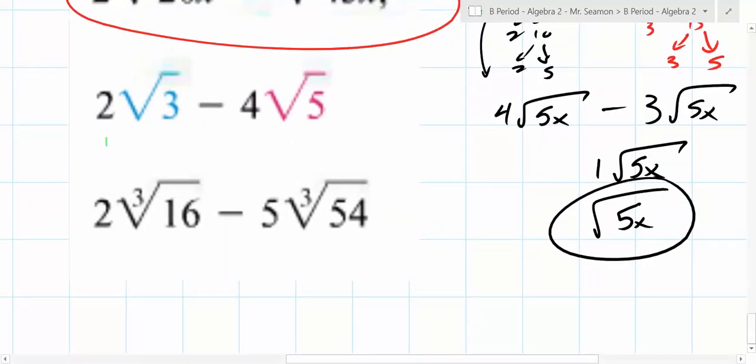What about this one? I already talked about this today, but can you simplify that? What do you think? Is there anything that can be done on this one? No. 5 is prime, 3 is prime. There's nothing you can simplify.